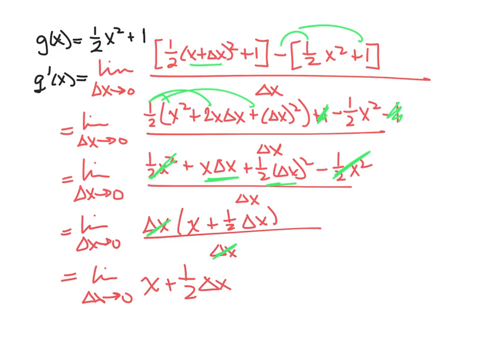Well, delta x is the only thing that turns to 0, which means this term is the one that turns to 0. And our derivative is going to be the limit of x plus 1/2 delta x as delta x approaches 0, which is just x.